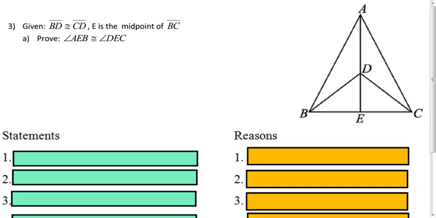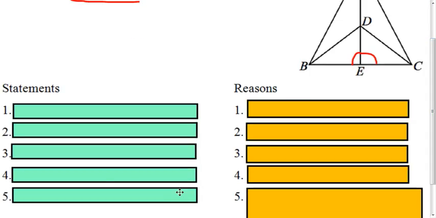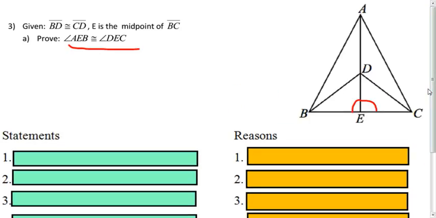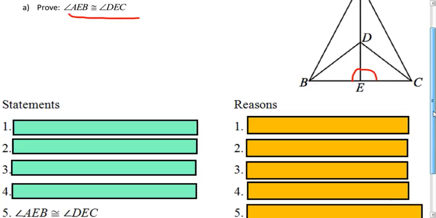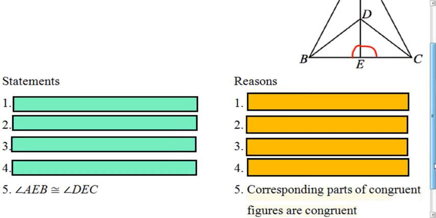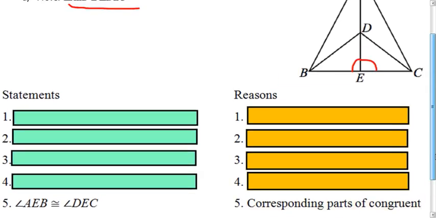Okay, here we want to show that angle AEB is congruent to angle DEC. So we're looking at these two angles. So we want to show those two are congruent. And how can we get there? Well, it's going to be our last step. And those are parts of triangles. So our reasoning should be the reasoning we talked about before, that whenever you have congruent triangles, their corresponding parts are congruent.